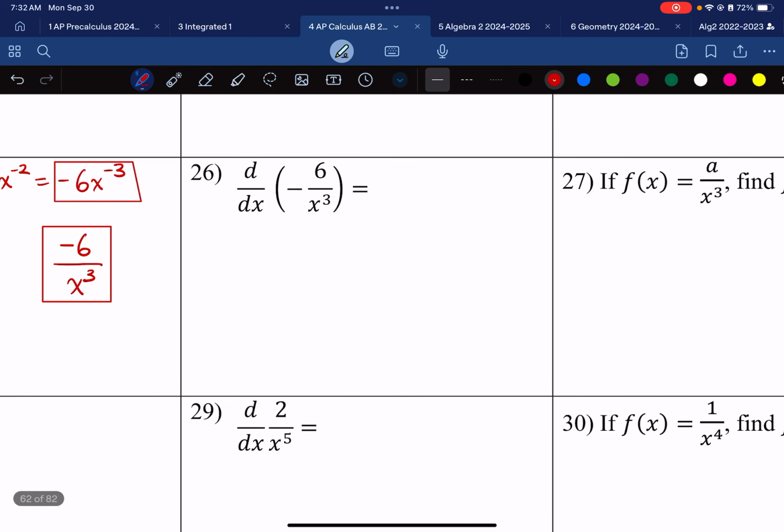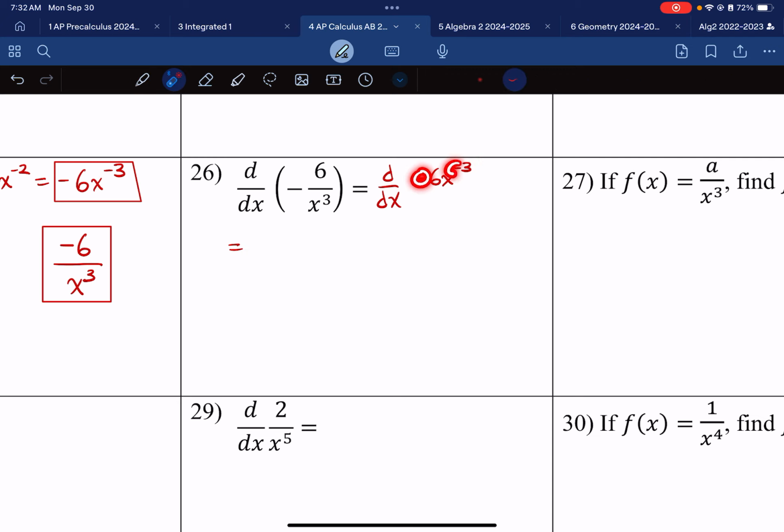Again, in number 26, I'm not ready to take the derivative yet, so I'm going to say, okay, don't take the derivative yet. Don't use up the derivative with respect to x. I'm going to rewrite this as negative 6x to the power of negative 3. Now I can do this problem, and I can say this is equal to, the negative 3 is going to be multiplied down in front.